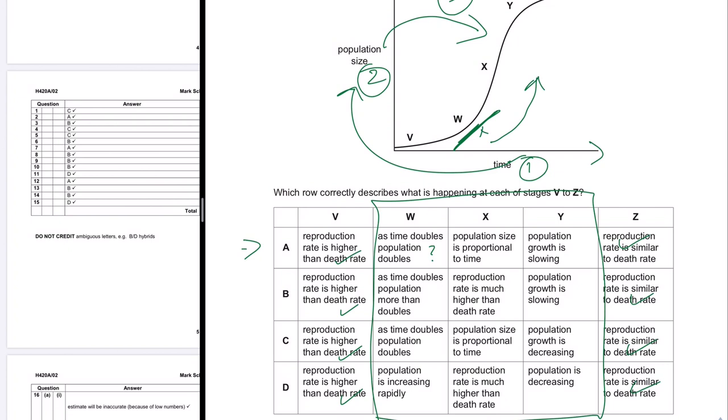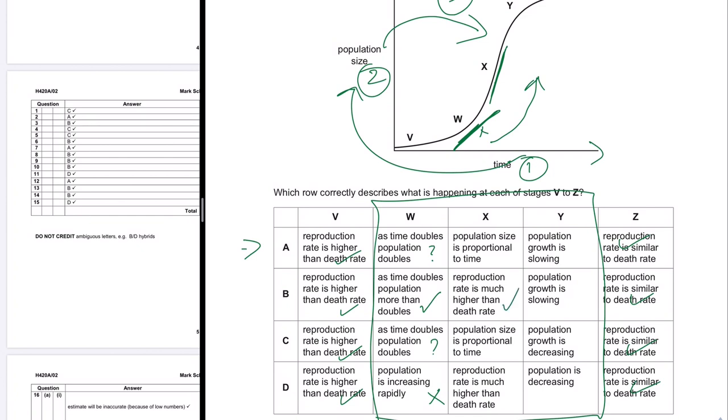As time doubles, population more than doubles. Could be a possibility. As time doubles, population doubles. Again, question mark. Population is increasing rapidly. That's kind of vague, so I don't want to choose that one. Population size is proportional to time. So at X now, population size is proportional to time. Reproduction rate is much higher than death rate. That is a true statement.